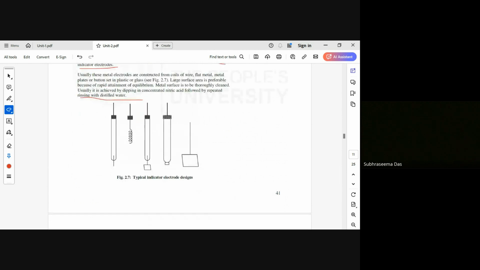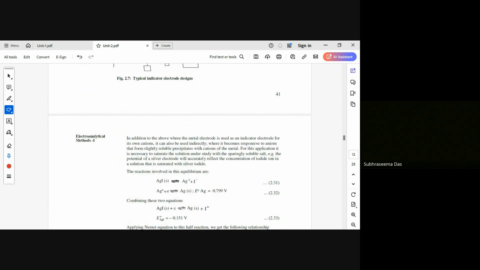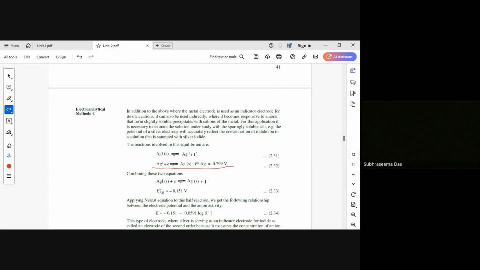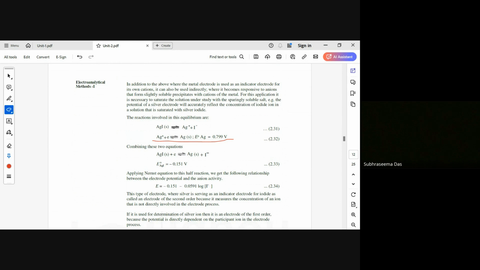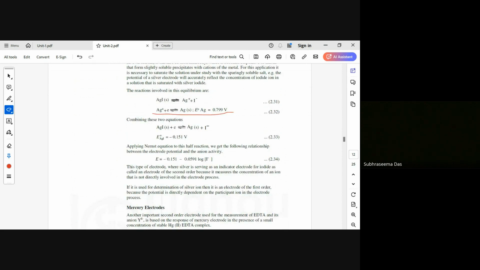Once the metal surface is cleaned, it is first necessary to saturate the solution with the sparingly soluble salt so that the silver electrode will accurately reflect the concentration of iodide. So first the silver electrode is dipped into a saturated solution of AgI. The reactions involved here are given by this. Combining this equation and applying the Nernst equation, we find that E is equal to minus 0.51 minus 0.0591 log of the concentration of I minus.